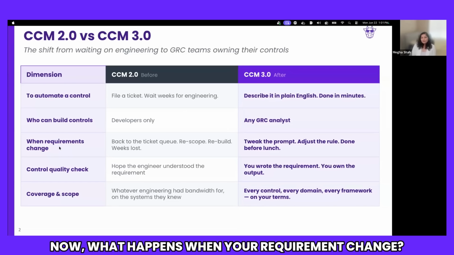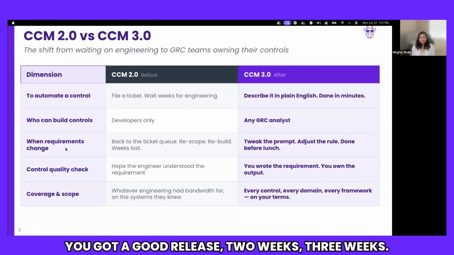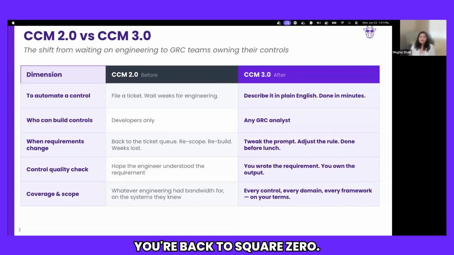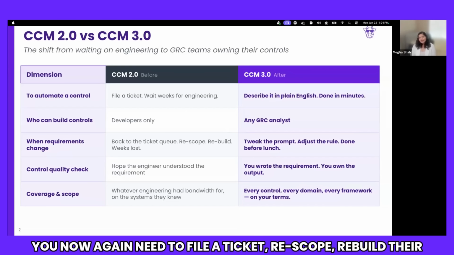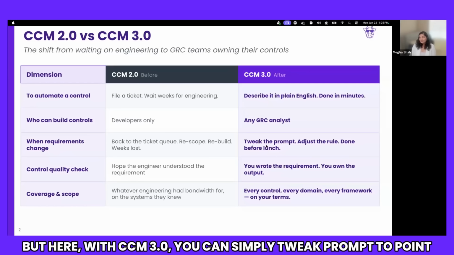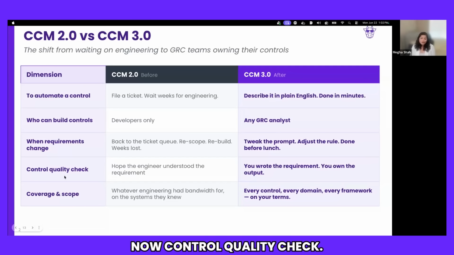Now, what happens when your requirements change? Okay, you got your engineering team to work. You got a good release, two weeks, three weeks. You got the control deployed, and the organization decides to move from Jira to Linear. You're back to square zero. You now again need to file a ticket, rescope, rebuild. There are weeks of work and weeks of effort lost. But here with CCM 3.0, you can simply tweak the prompt to point from Jira to Linear, and your rule gets done before lunch.